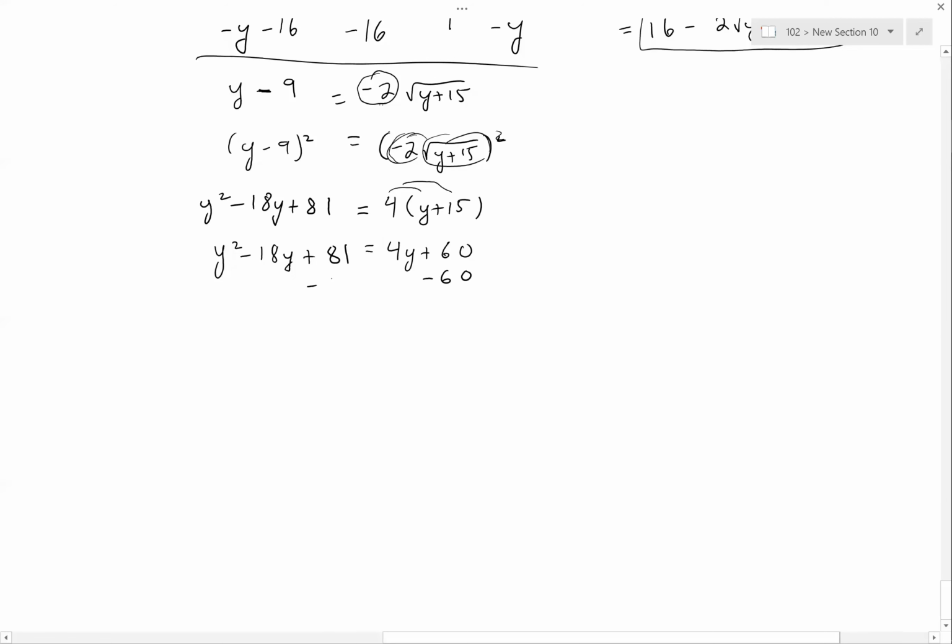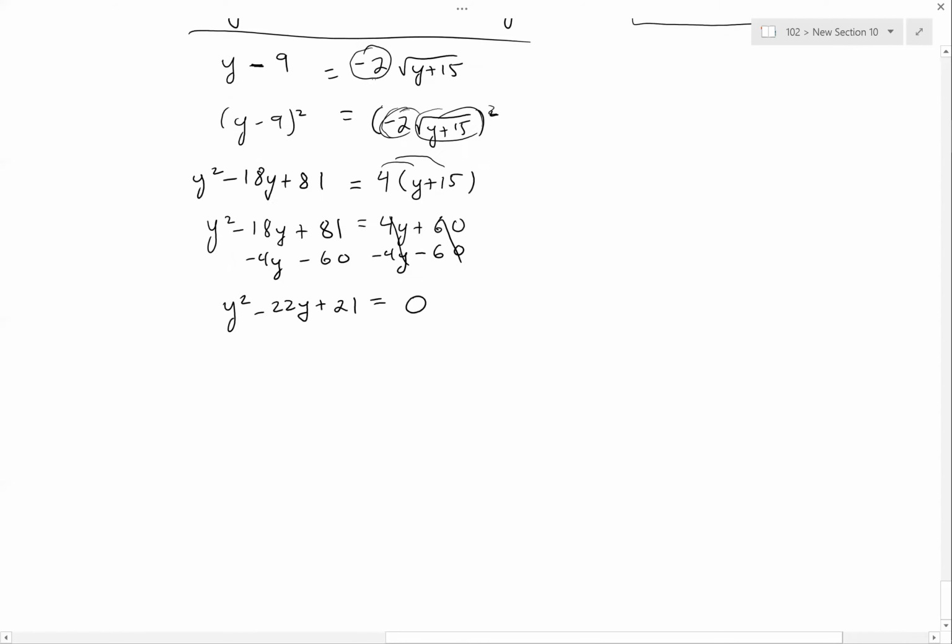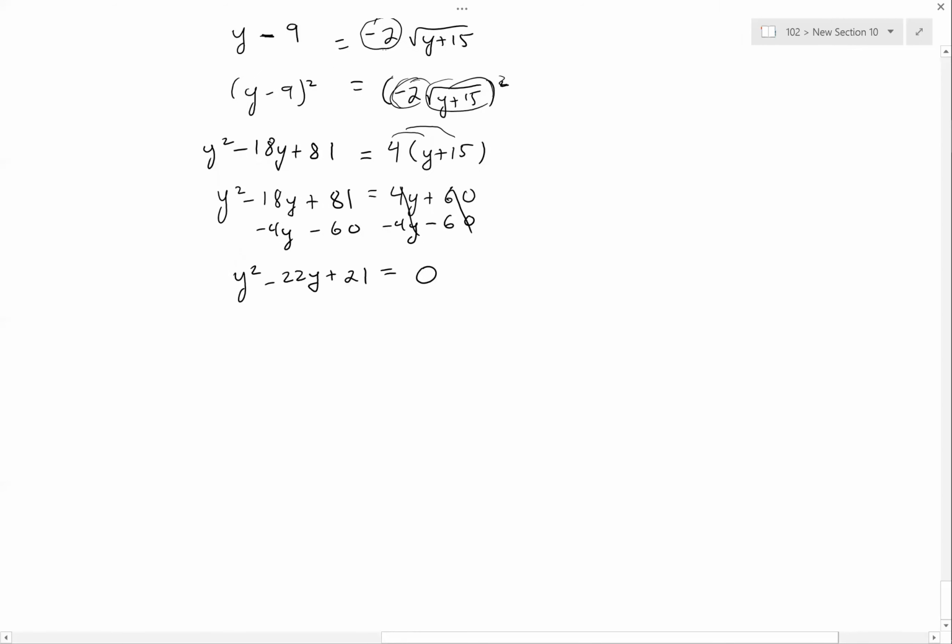Remember, we're setting this equal to 0. On the right-hand side I'll have 0 because I moved those terms over. On the left-hand side, I'll have y squared minus 22y plus 21. And thankfully, this does factor.